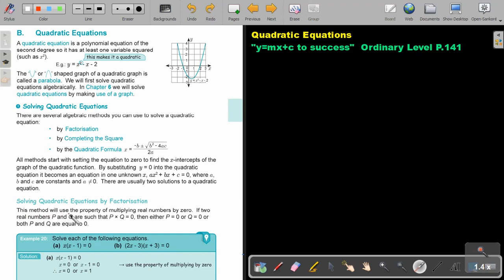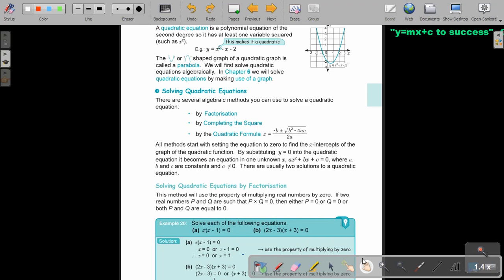This method will use the property of multiplying real numbers by 0. If two real numbers p and q are such that p times q equals 0, then either p is 0 or q is 0, or both p and q are equal to 0. Okay, let's look at an example.